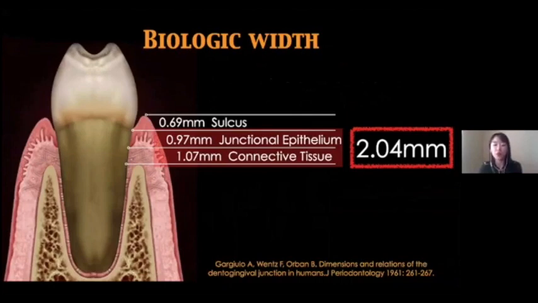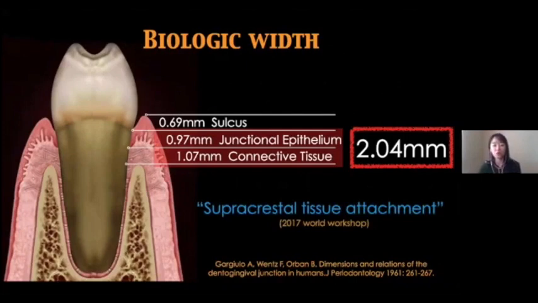which is roughly a number of 2.04 millimeters. And according to the recent world workshop, we officially changed this term in periodontics. We officially changed this word to supracrestal tissue attachment. So if in the future you're reading some literature and you see this terminology of supracrestal tissue attachment, we call it biological width. So they're the same concept.